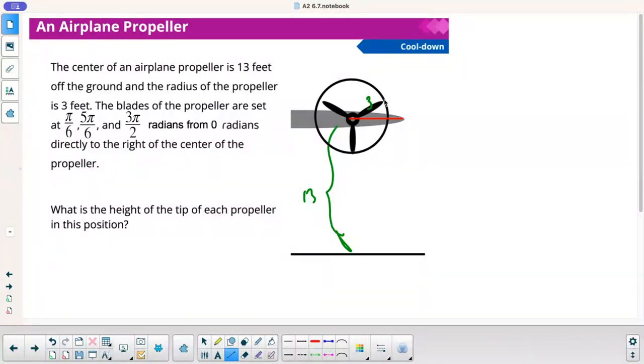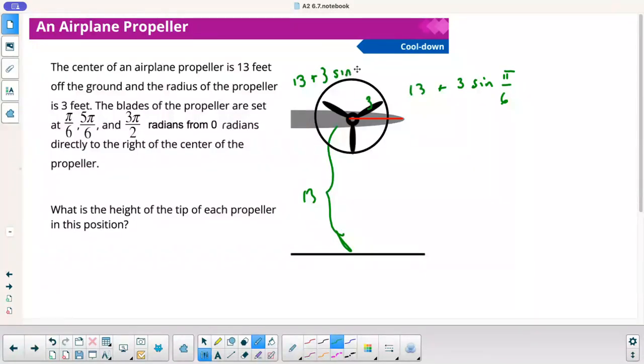So this one here, it'd be 13 plus 3 sine pi over 6. This one here, because it's above the mid where the center is, this would be 13 plus 3 sine 5 pi over 6. And then this one here is at the bottom. The radius is 3, so I'm just going to subtract 3 from 13. So this one would be at 10.